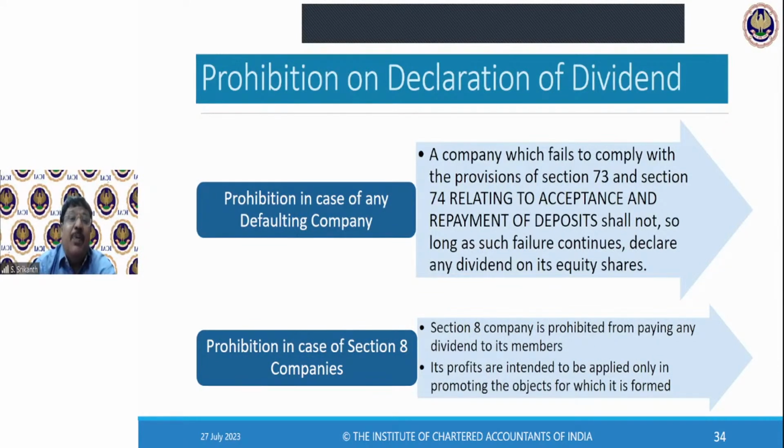Section 8 company is prohibited from paying dividend to members. That is the condition for registering a Section 8 company. A Section 8 company by its memorandum and articles says the company shall not declare any dividend, because the idea of the Section 8 company is to promote some social welfare, cultural, sports, etc. So the profits will be applied only in promoting the objects. It cannot be used for declaring any dividend.